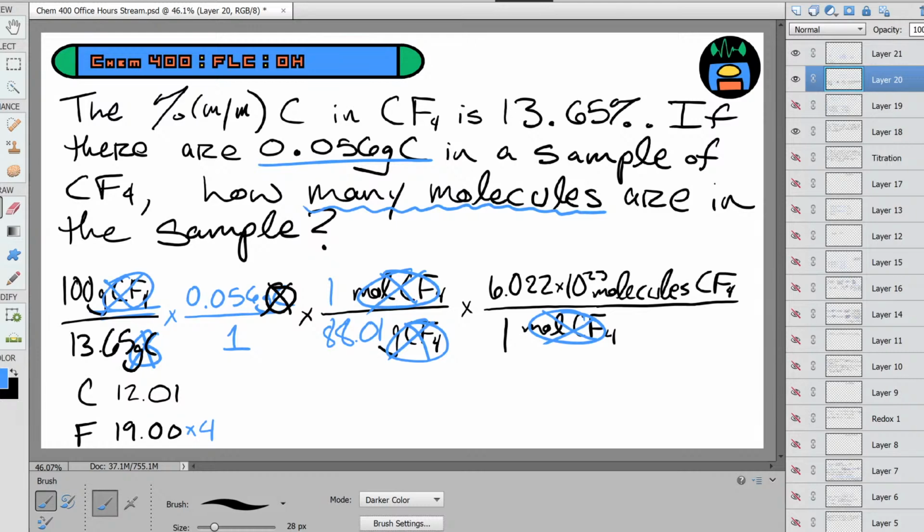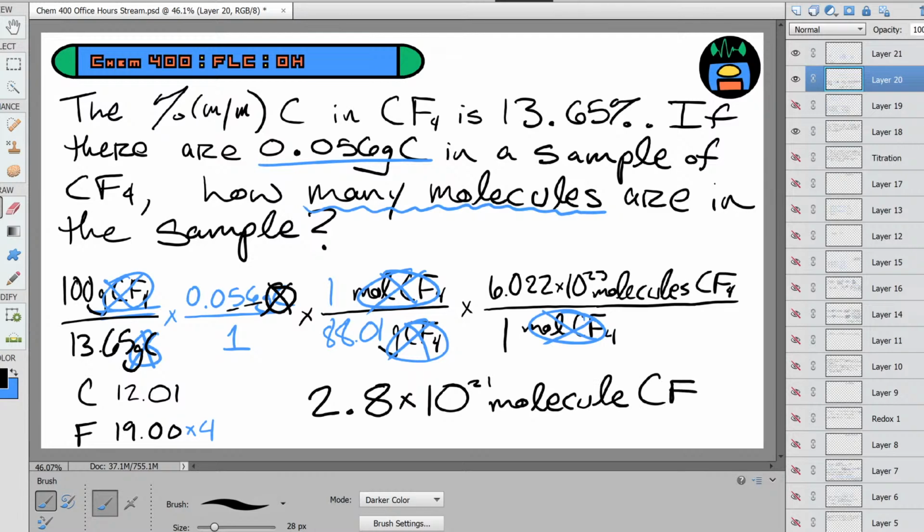This gives us, let's see, we can only keep 2 sig figs because that's what our mass had. So our answer here will be 2.8 times 10 to the 21st molecules of CF4.